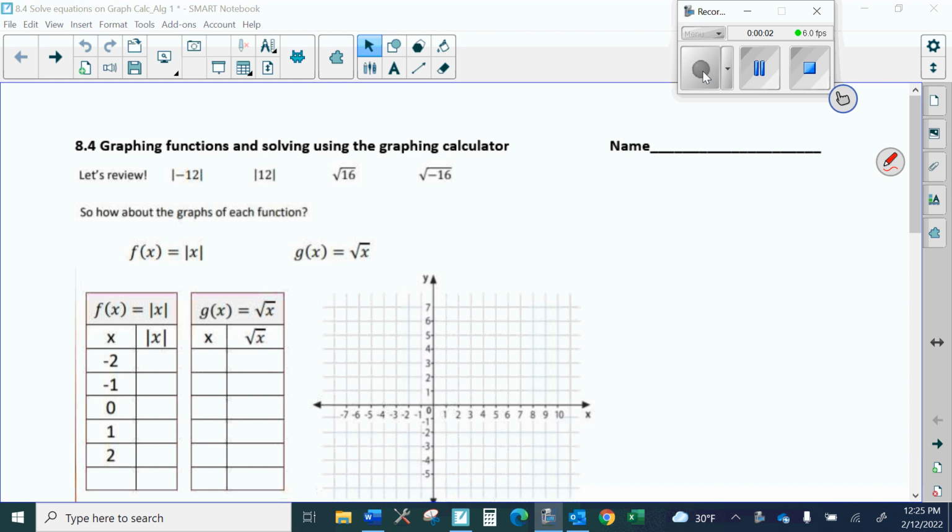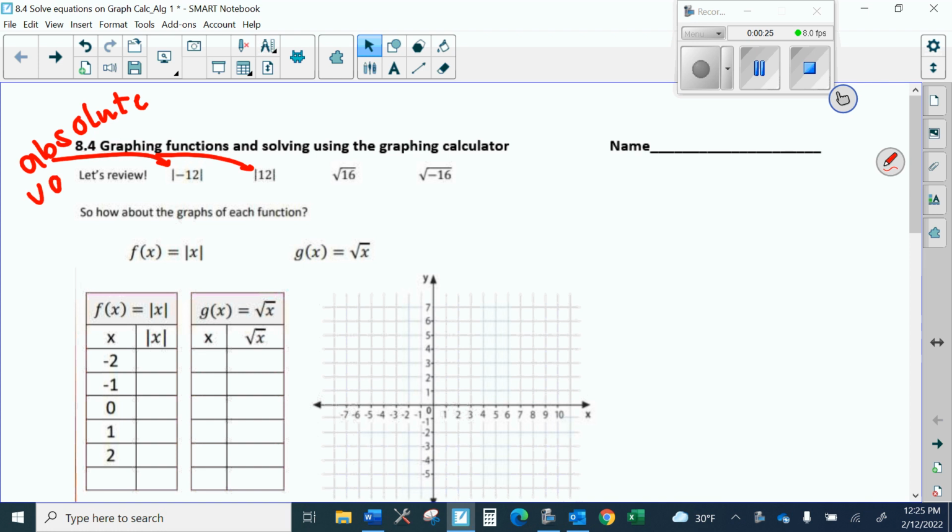Okay, students, now we're doing 8.4. This is the last section of our functions unit. Then we'll do a review and take a test. Okay, so review again. We have these two symbols, meaning absolute value, ABS for absolute value.